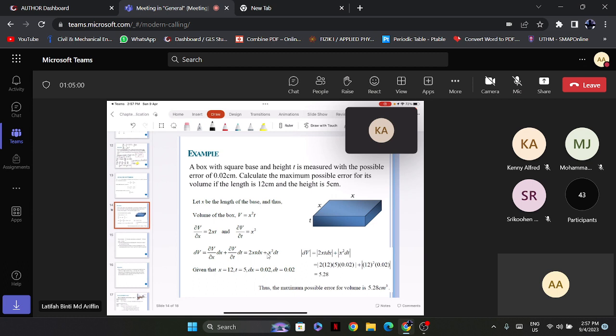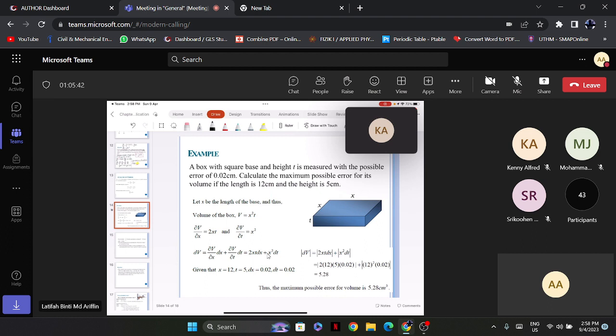Given a box with a square base and height t is measured with the possible error of 0.02 centimeter. Soalan dia, calculate the maximum possible error for its volume if the length is 12 centimeter and the height is 5 centimeter. Means our x is equal to 12. So let x be the length of the base, and thus the volume of the box V is equal to x squared t. Itu adalah formula untuk mendapat volume of the box.